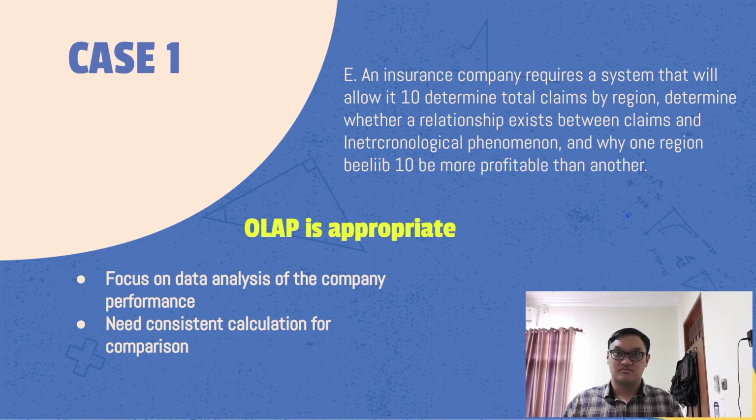For point E, if an insurance company requires a system that will allow it to determine total claim by region, determine whether a relationship exists between claims and chronological phenomenon, and why one region is more profitable than another, we recommend using OLAP. It is obvious that the company aims for a system that is able to analyze big data to better their business decision. Not only that, consistency is also needed in the system calculation for comparing one region's performance to another.